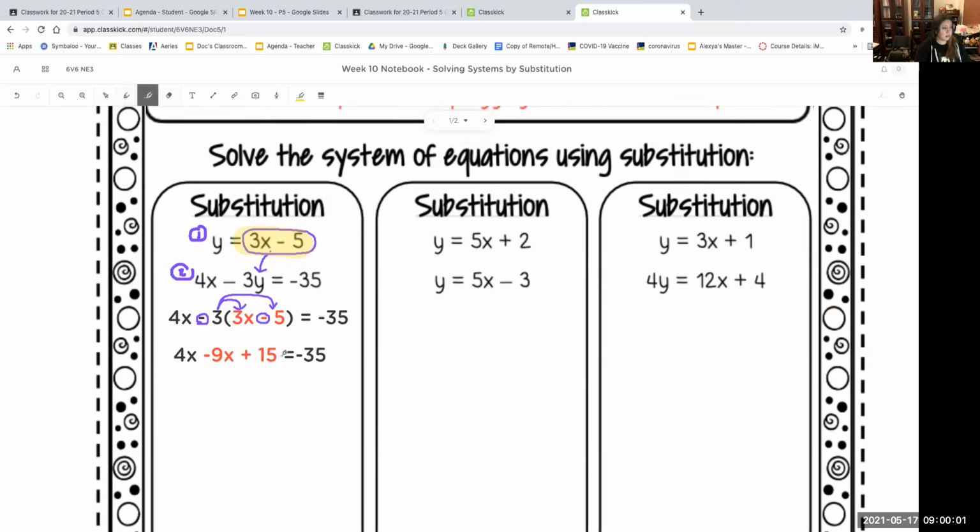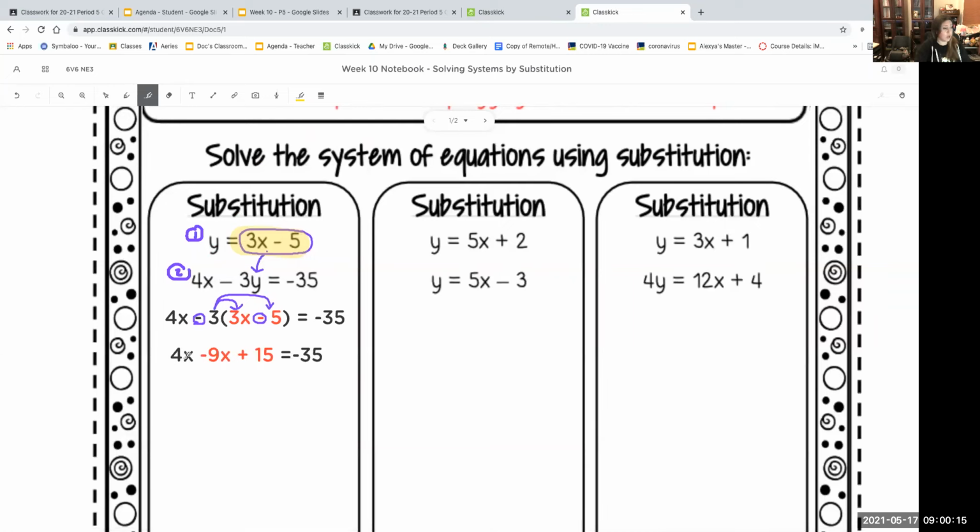From here, I need to combine like terms. So I'm going to look at the left side and I'm going to see 1, 2, 3. I have 3 numbers. I can't have 3 numbers. I should only have 2. So I'm going to see, do I have 2 that have x's or 2 that don't have x's? So I have an x here and I have an x here. So I need to combine those. So we're going to add or subtract them up.